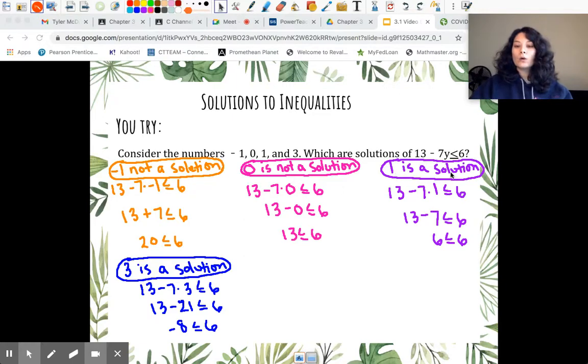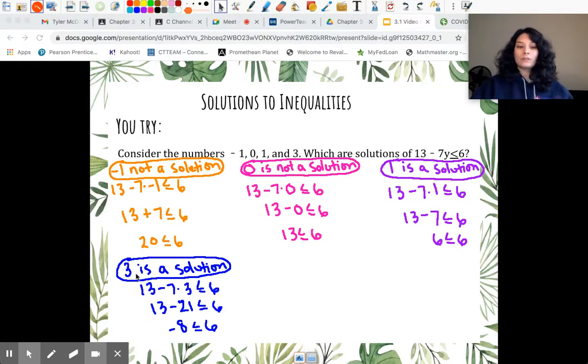When I plugged in 1, I got that it is a solution. -7 times 1 gives me a -7. Subtract that from 13 and you get 6. 6 is not less than 6, but it is equal, which is what this bar underneath means. So since one of those statements is true, 1 is a solution.